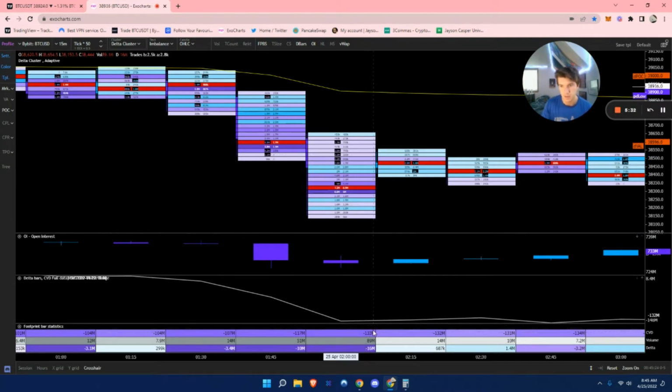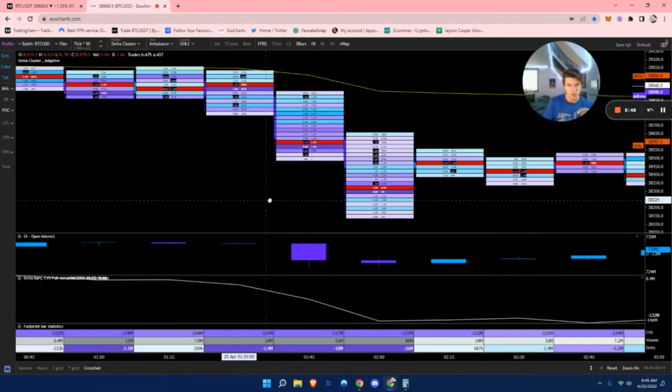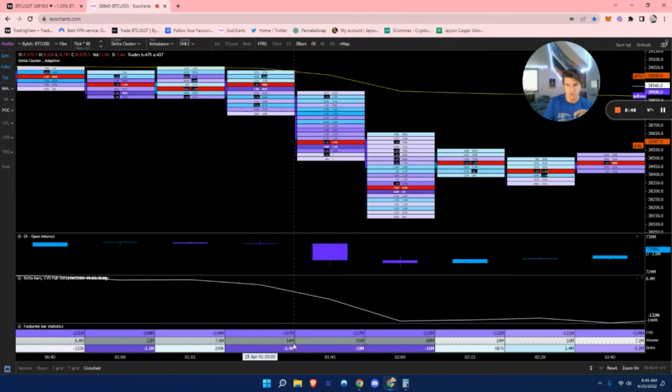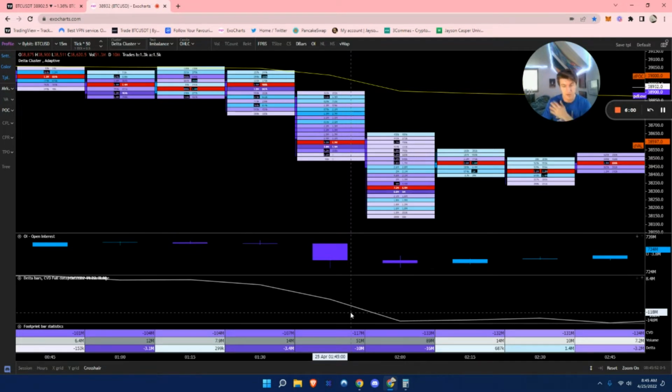And again, CVD will be negative. Really, how you calculate CVD is what it stands for: cumulative volume delta. What it's made up of is the previous delta, just adding up over time the amount of volume delta that is happening in the market. So typically it's not a good sign when you have a large negative CVD.